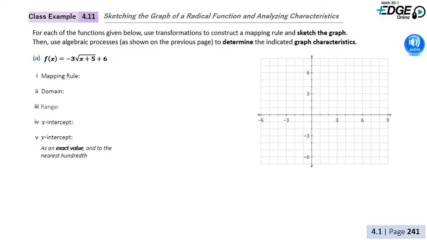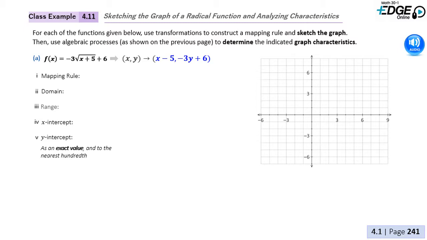For our next example, let's see how a mapping rule can help us determine the graph of a radical function. Here, we're given f of x equals negative 3 times the square root of x plus 5, plus 6. We can determine that there's been only one horizontal transformation here. That is a translation of 5 to the left, so x maps to x minus 5.